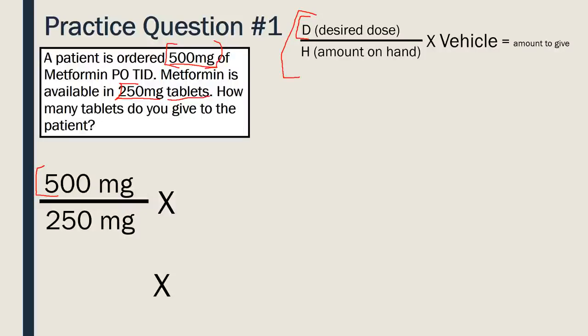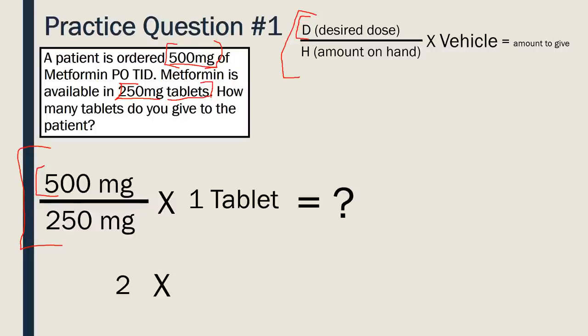And now what's the vehicle? This one, the vehicle is not as important because it is tablets, and obviously we can just put one tablet, because 250 milligrams in one tablet. So how many tablets do you give the patient? All you have to do at this point is solve this math question.